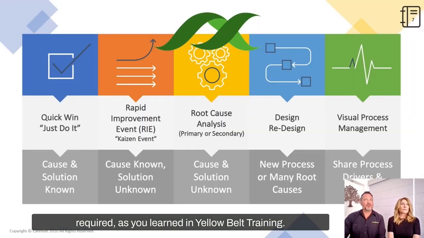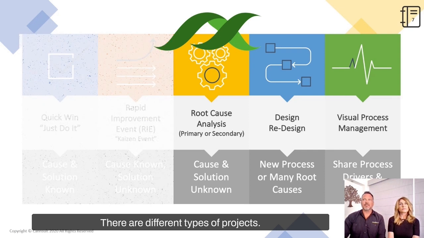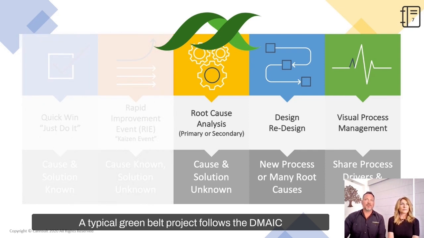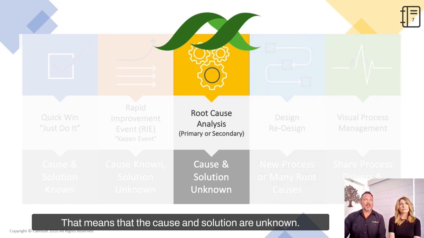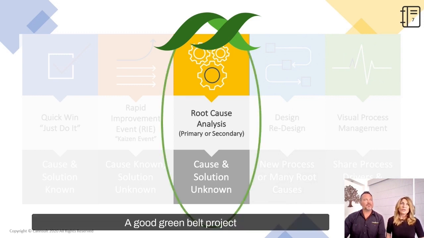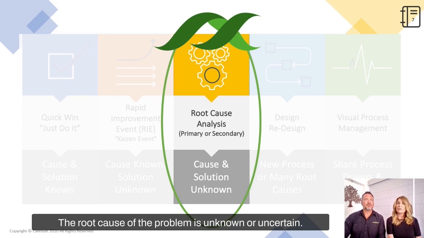As you learned in yellow belt training, there are different types of projects. A typical green belt project follows the DMAIC method and is focused on root cause analysis. That means that the cause and solution are unknown. A good green belt project should meet the following criteria. There should be an observable problem or gap in an existing process. The root cause of the problem is unknown or uncertain. The benefits are significant. And data to understand the current situation and the root cause is either available or it can be gathered.